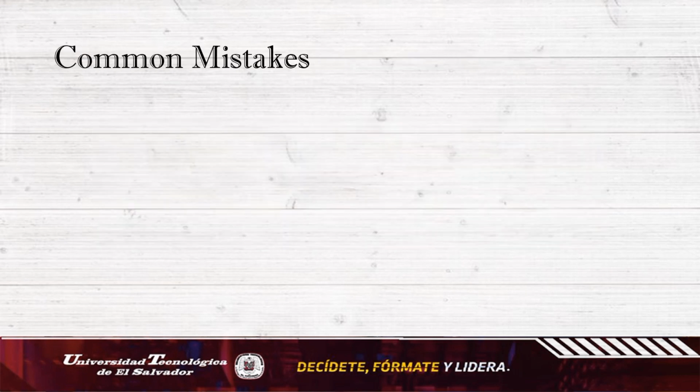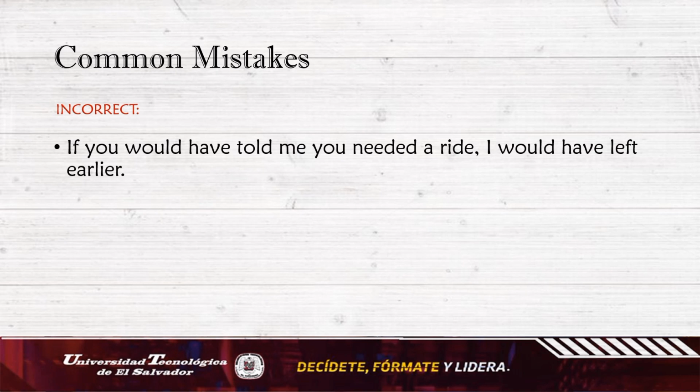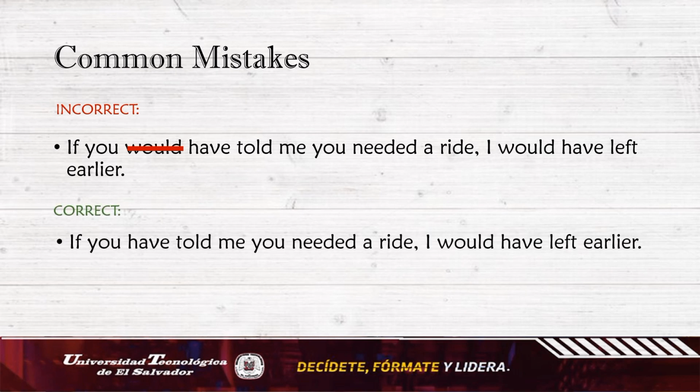Now, there are some common mistakes when we use third conditional. Consider this. An incorrect form to write a sentence is, if you would have told me you needed a ride, I would have left earlier. With third conditional sentences, do not use a modal auxiliary verb in the if clause. The correct form is, if you had told me you needed a ride, I would have left earlier.